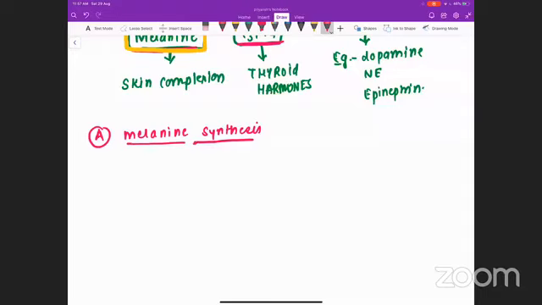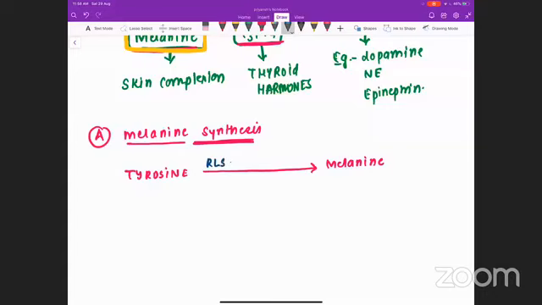How tyrosine is going to convert into melanin. The conversion of tyrosine into melanin is a very long pathway. We are not required to discuss the entire pathway. What we are going to discuss is an important reaction of the entire pathway, the rate limiting step when tyrosine converts into melanin.